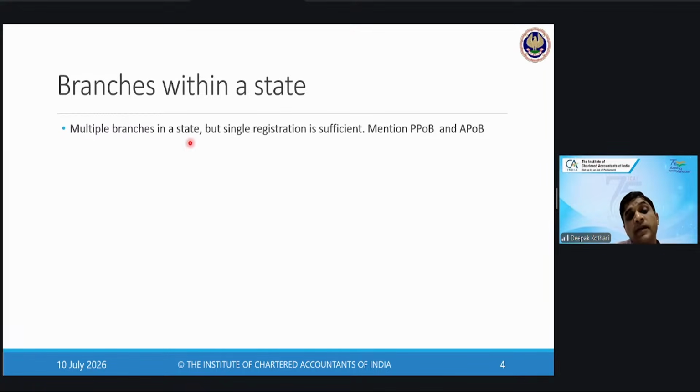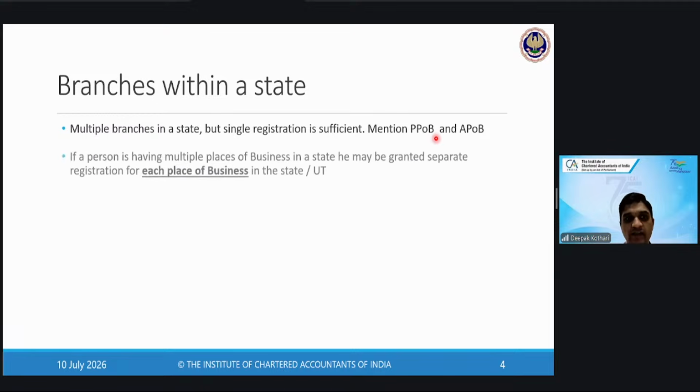Now, if you have multiple branches in a state, as we have discussed, you can take single registration. And in that registration, will you mention only one place or will you mention all the places? You will mention only one place, called the principal place of business, which is called PPOB. And all other places, you will call them additional places of business. Okay. So one will be the principal place of business and all others will be additional places of business.